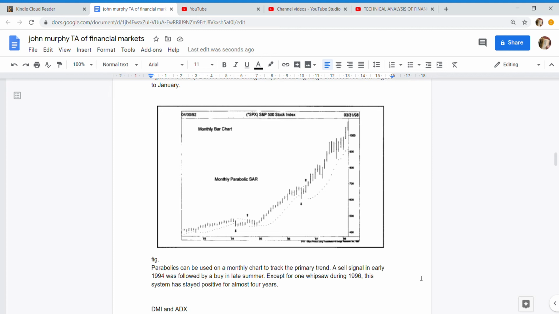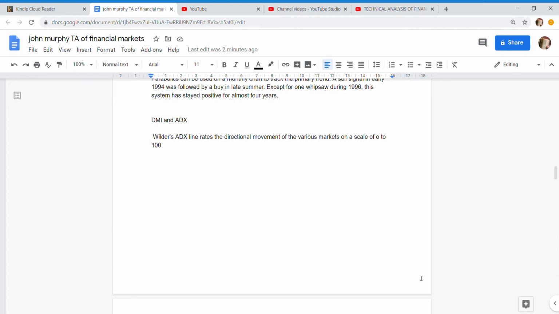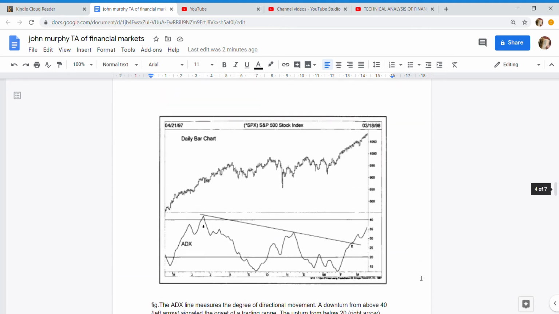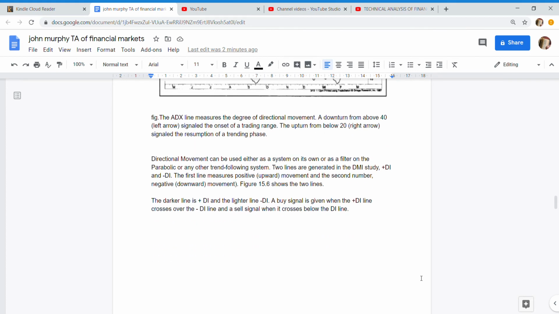DMI and ADX. Wilder's ADX line rates the directional movement of the various markets on a scale of 0 to 100. The ADX line measures the degree of directional movement. A downturn from above 40, left arrow, signaled the onset of a trading range. The upturn from below 20, right arrow, signaled the resumption of a trending phase. Directional movement can be used either as a system on its own or as a filter on the parabolic or any other trend following system.